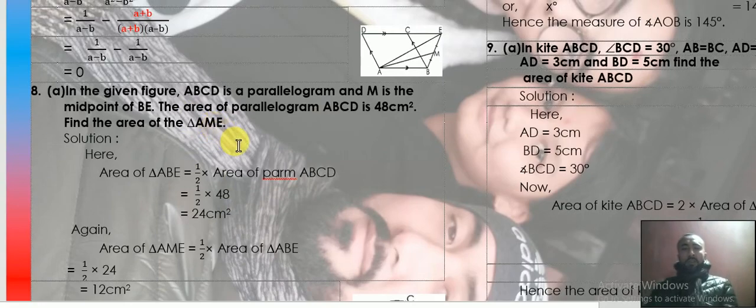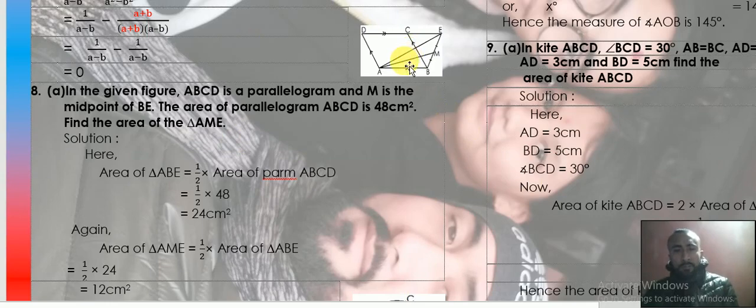So be careful while doing question number 8a. The key point is you should look for the figures that lie on the same base and between the same parallels, or diagonal or median. These are the key points for this.